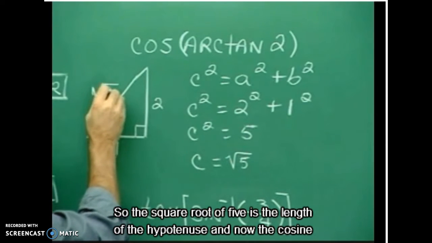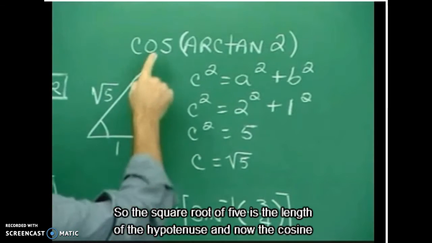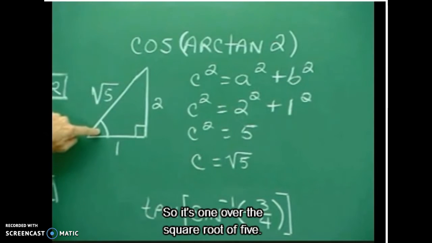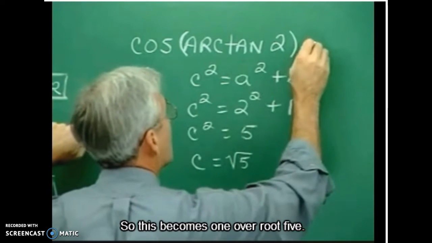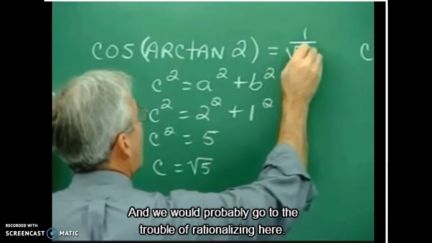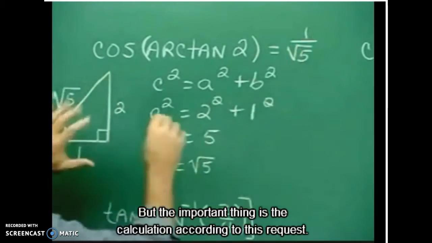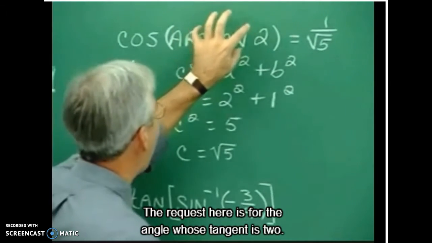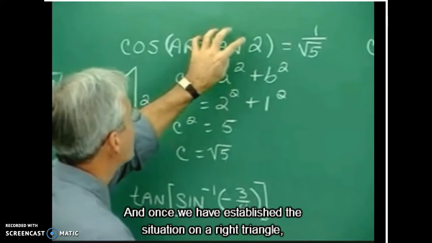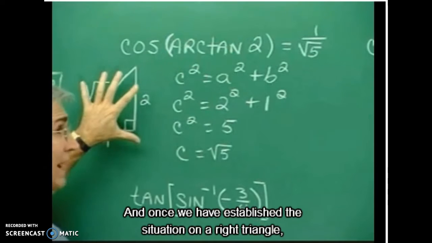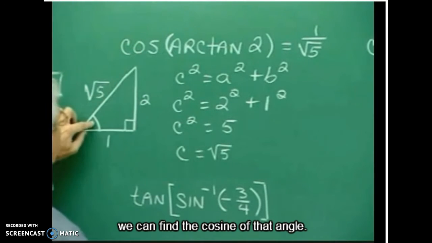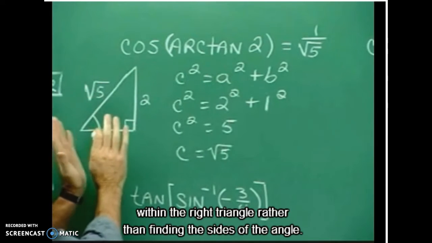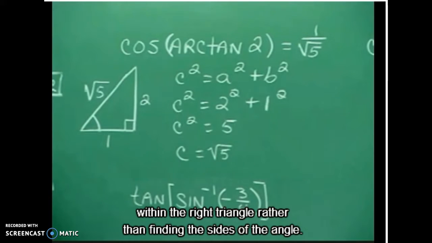So the square root of 5 is the length of the hypotenuse, and now the cosine of this angle is adjacent over hypotenuse, so it's 1 over the square root of 5. So this becomes 1 over root 5. And we would probably go to the trouble of rationalizing here, but the important thing is the calculation according to this request. The request here is for the angle whose tangent is 2, and once we have established the situation on a right triangle, we can find the cosine of that angle. And we do it by finding the lengths of the sides within the right triangle rather than finding the size of the angle. Here's another one.